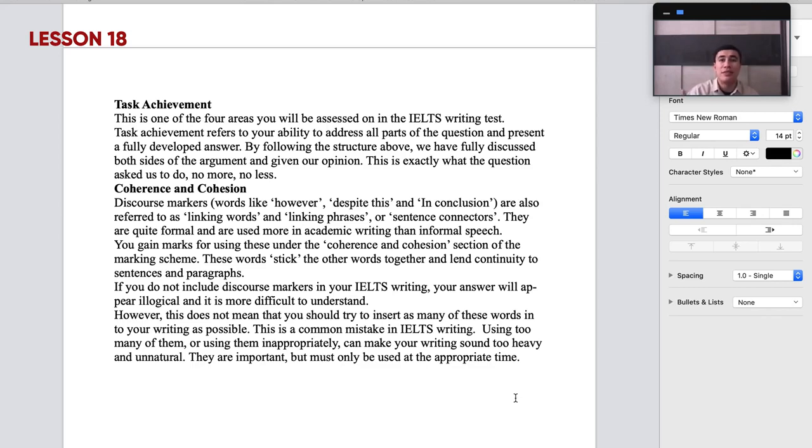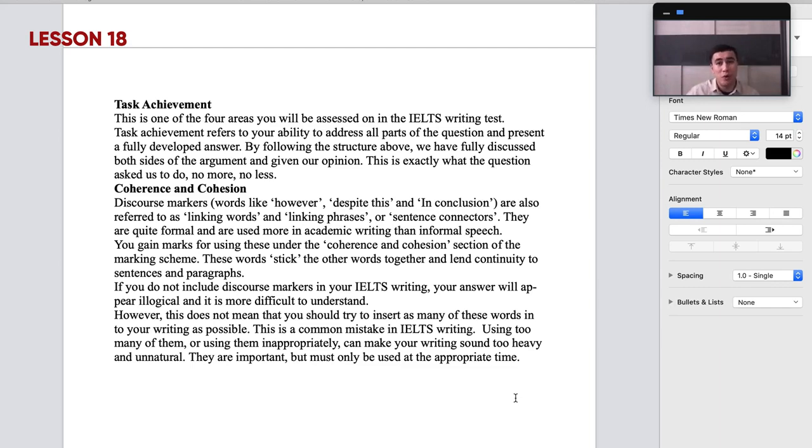As you remember, task achievement refers to your ability to address all parts of the question and present a fully developed answer. So, by following the structure I've mentioned before, we have fully discussed both sides of the argument and gave our opinion. This is exactly what the question asked us to do. No more, no less. You should understand that by adding certain parts or ideas to your essay and changing the structure, you will not receive a higher score, but you will put your overall score at risk.